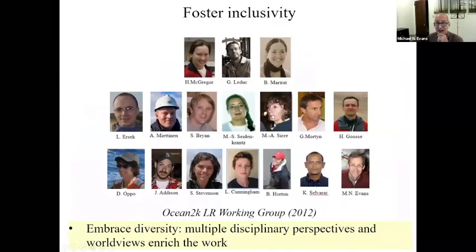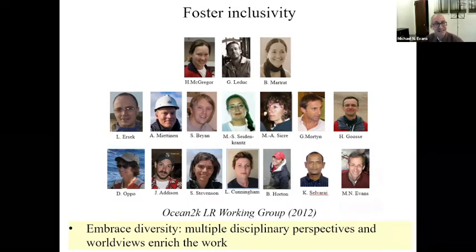The second thing I would say is to foster inclusivity. So open the doors wide for your working group and get everyone and anyone who is excited and motivated to work on the problem. And if the problem is a big question, you'll find that people are really excited to join and contribute and volunteer their expertise and their time.